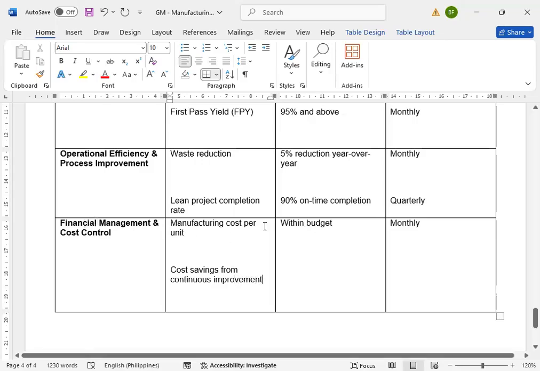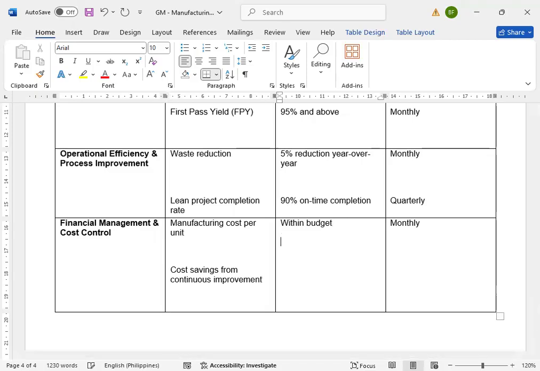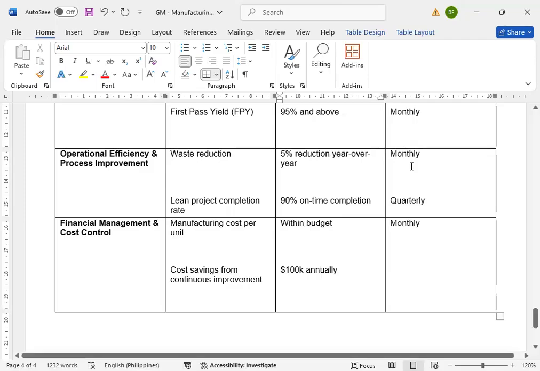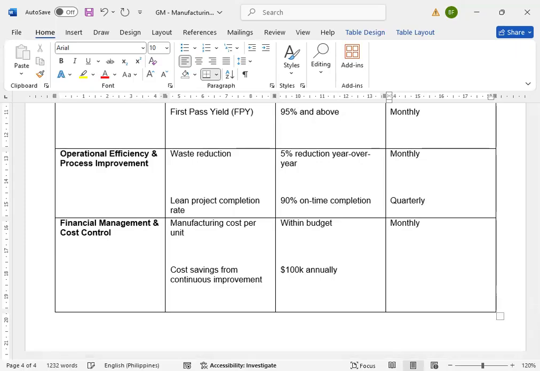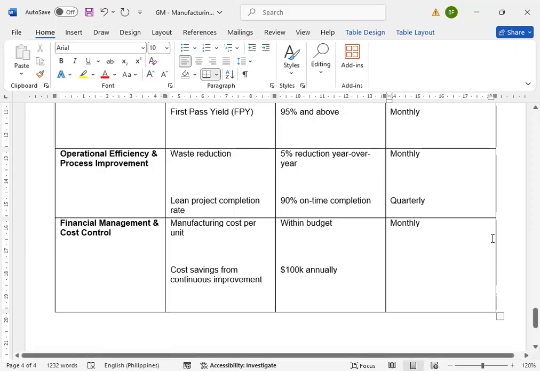Okay. So what do you expect from this? KPI metrics. Okay. I'm going to put figures. Let's just say 100K, 100K savings annually from the continuous improvement. Right. And that's a huge amount of money that is saving.